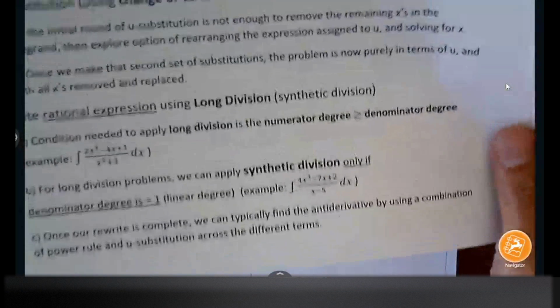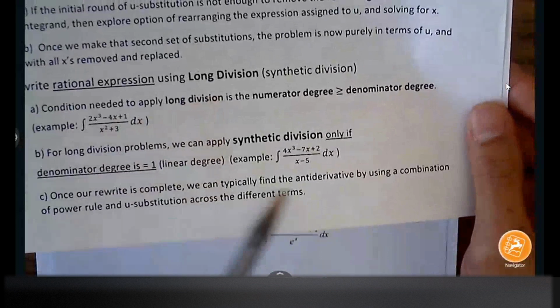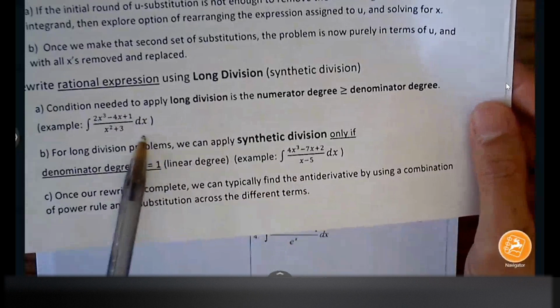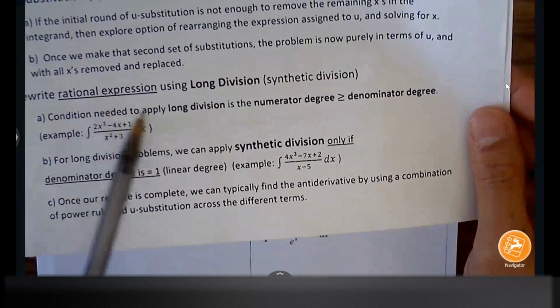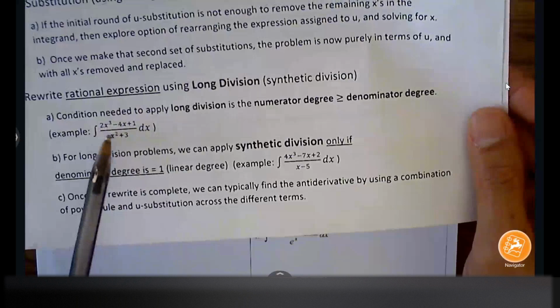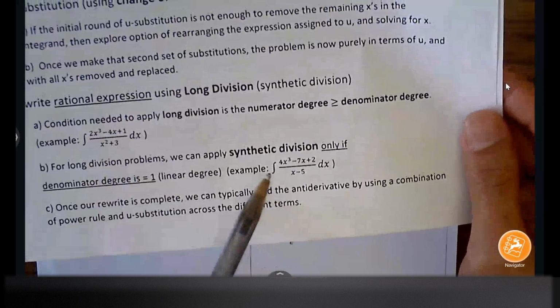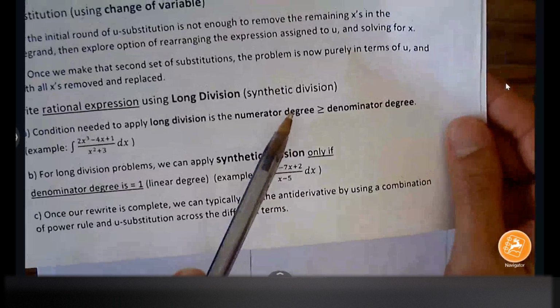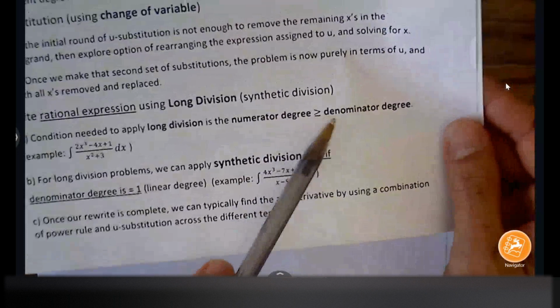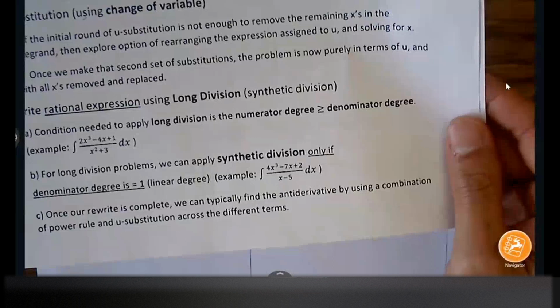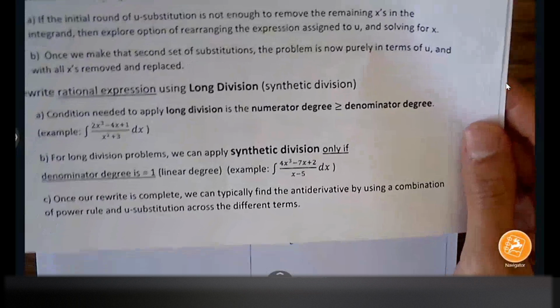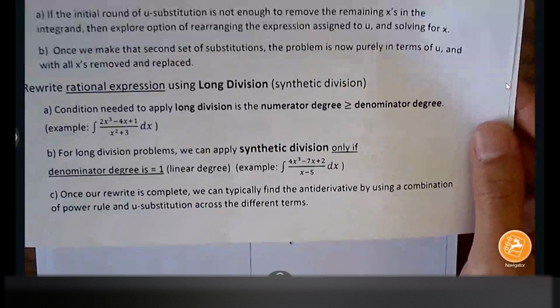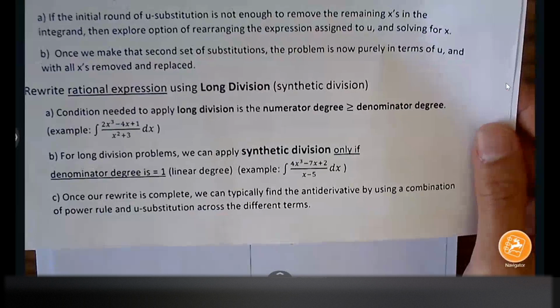Long division? Yeah, it's going to be a long division problem. So how do you know it's a long division problem? First up is multiple terms in the denominator. Second, you basically have a rational expression, like a polynomial over a polynomial, and your numerator degree is more than, if not at least equal to, the denominator degree. So those are all indications that we can potentially explore long division as a possibility. Can we do synthetic division for this problem?